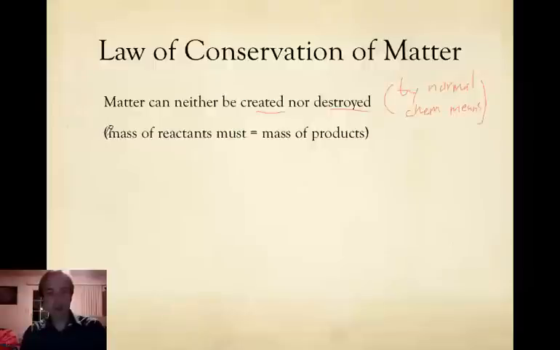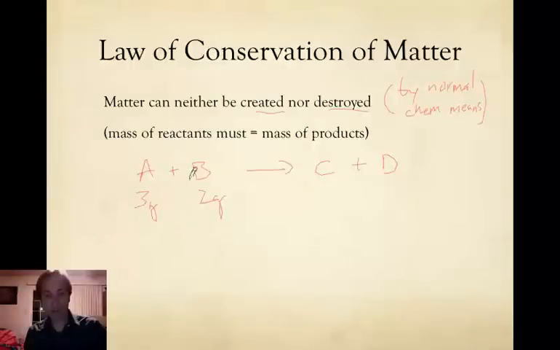And then in terms of what does this mean when we're looking at a chemical reaction? Well, it means that the mass of the reactants must equal the mass of the products. So let's go back to our example from the previous slide. A plus B produces C plus D. Let's say that A is 3 grams. We know that we took 3 grams of A, we combine it with 2 grams of B.